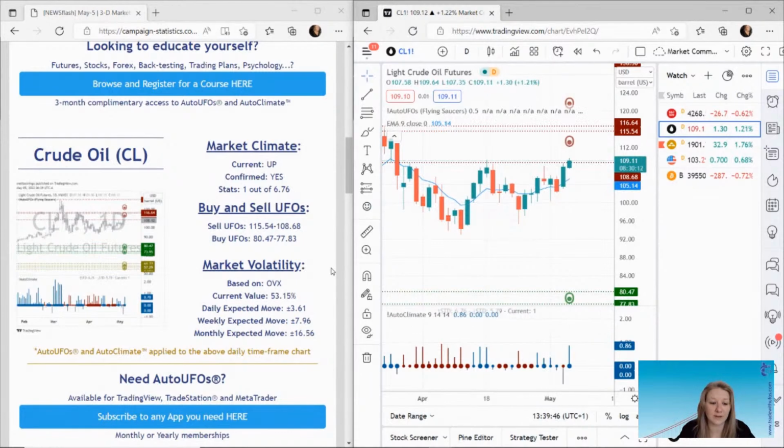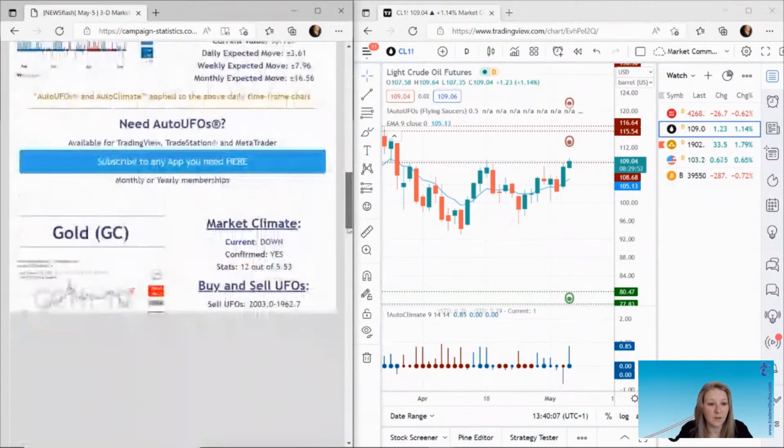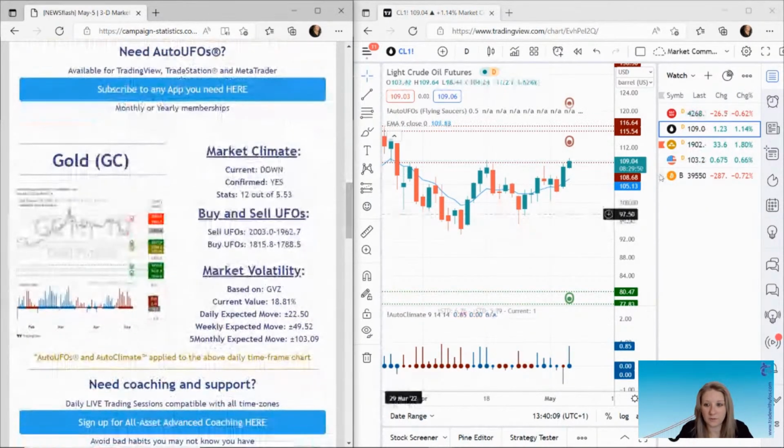For now, there's no point trading something that doesn't have clear probabilities. In terms of volatility, we expect movement up or down in a year of 53.15%. In a day, that's 3.61 points. In a week, 7.96 points. And in a month, 16.56 points. So that's crude oil. The next market is gold.